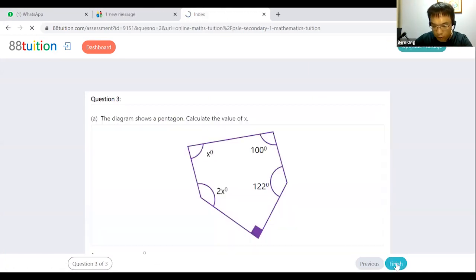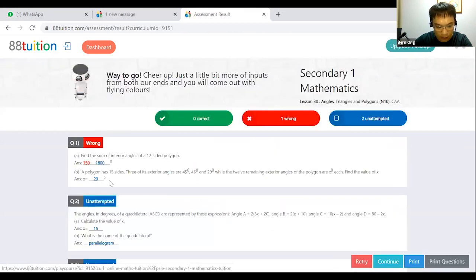You go and do all these questions and eventually there is a diagram some more. You see? Oh, find the sum. Oh, they want the sum. Why did I go and divide? How do I know that it's divided by 12 even? It's actually 1,800. It's simply what? 12 minus 2 times 180. Yeah lah, 1,800. Why did I put 150? Can you see now? So if it's wrong, it will cross it out and say wrong.